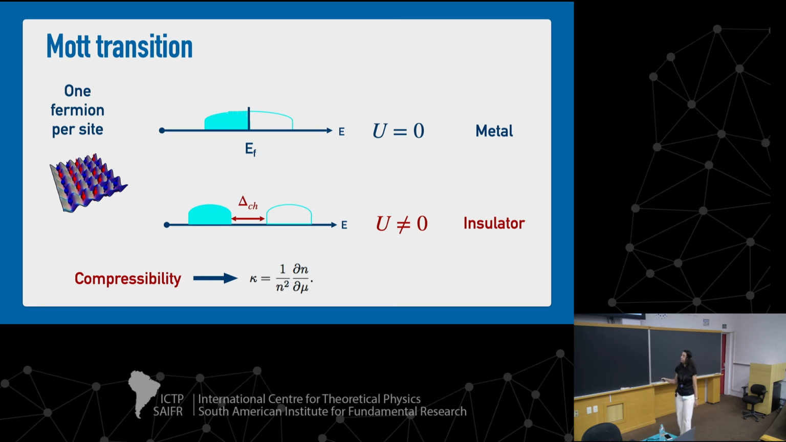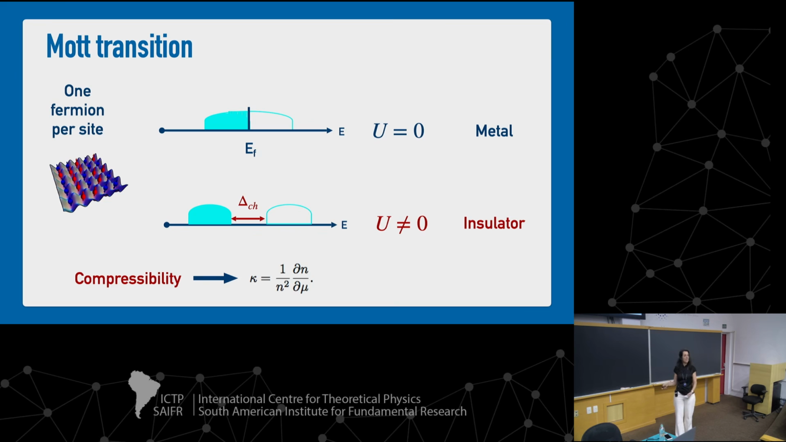And this is measurable. So if I calculate or measure, I'll show some examples, the compressibility. I move the chemical potential here. I increase, and this is increasing the number of particles until I reach this region, and then I increase the chemical potential, and the number of particles is not increasing because there is no available state. So whenever I am within a Mott gap, the compressibility goes to 0.